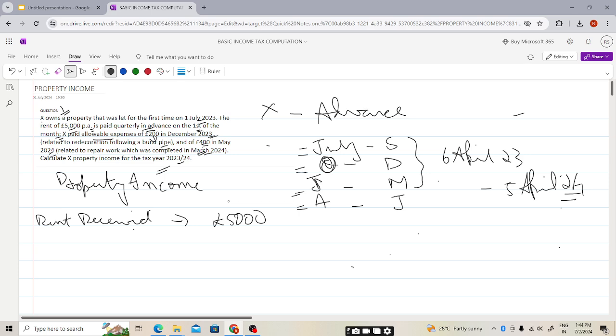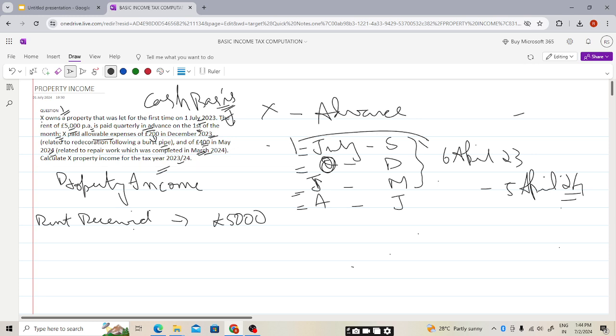The basic rule for property income is that it will be taxed under the cash basis, students, because nothing is mentioned here. If it was mentioned accrual basis, then we need to calculate on the accrual basis. Here they have already mentioned that it is cash basis. What does cash basis mean? Cash received less cash paid. Now cash is received on 1st of each quarter, from 1st July.